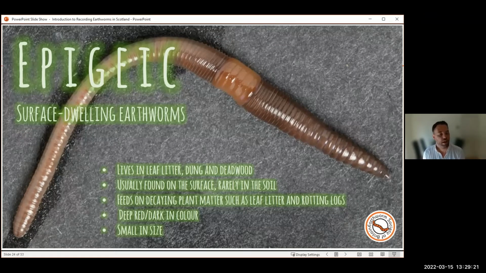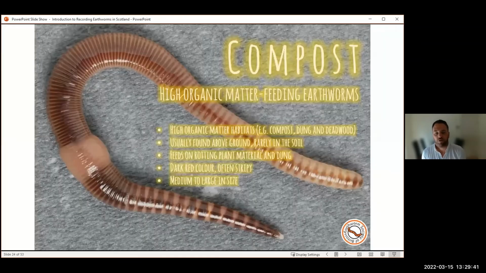Our smallest Epigeic earthworm grows to just 1.5 centimeters. Well, I think it's between 1.5 and 4 centimeters as an adult, in contrast to the largest Anecic that can grow up to 40 centimeters. And then the final group, which is really a subset of those Epigeics, are the compost earthworms, and they live in pretty similar habitats, but they like it when that habitat is really, really nutrient rich.